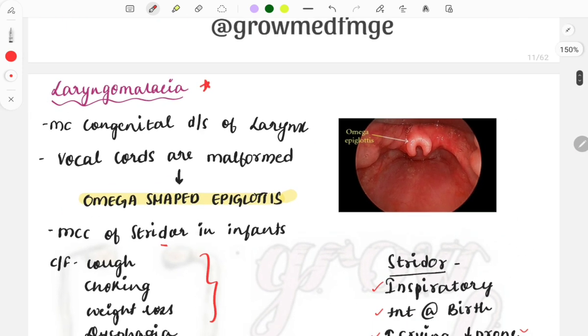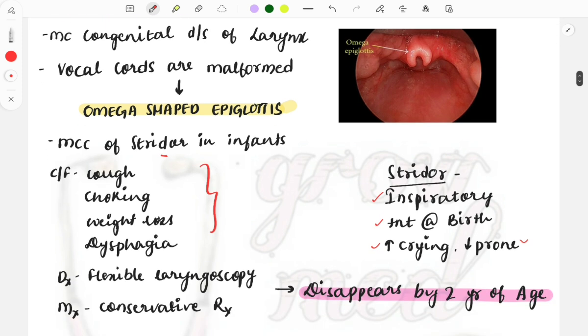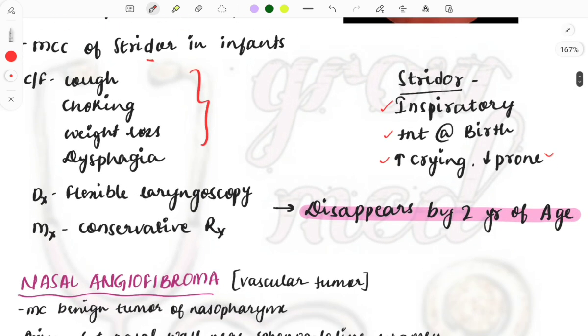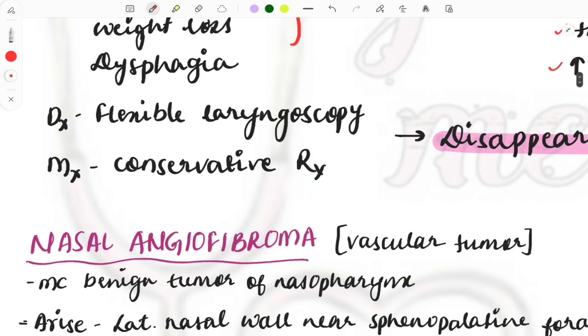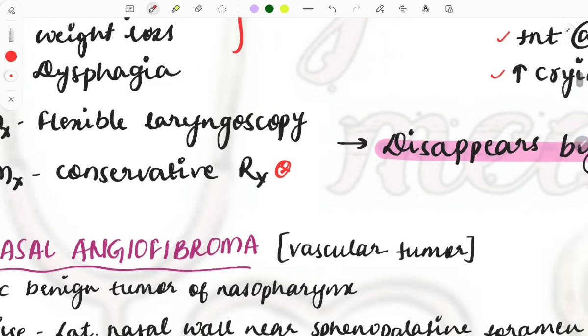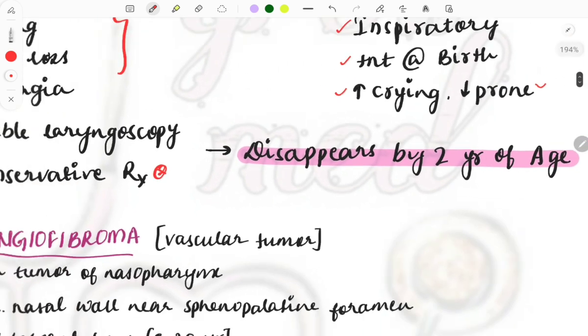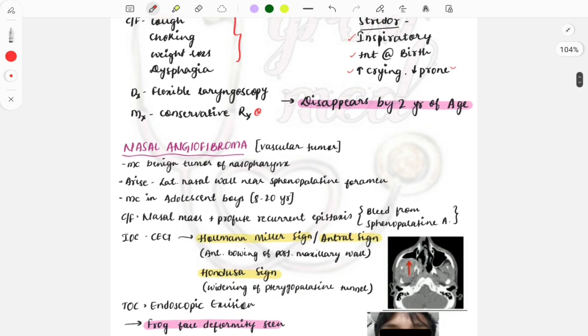Okay, so by looking at these things, you will come to know the diagnosis as laryngomalacia. Then diagnosis we will be doing by flexible bronchoscopy. Conservative management we will be doing because it is a self-limiting condition and resolves by 2 years of age. Okay, so these were the things from laryngomalacia.